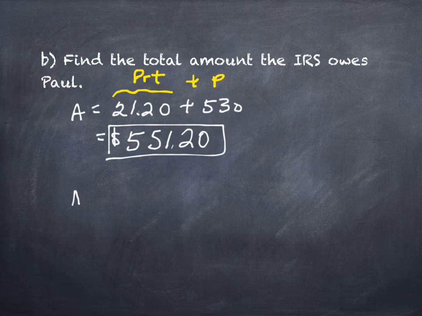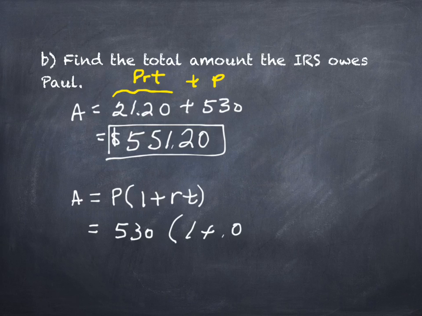I would like to show you that you really do get the same thing and show you how that process looks. So this formula looks like this, right? If you wanted to use this formula, you'd put that 530 on the outside. You'd have the 1 plus on the inside. Your interest rate's still 0.04, and your time is still 1 year.